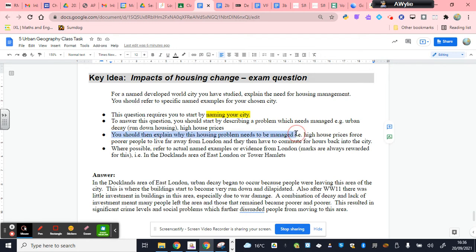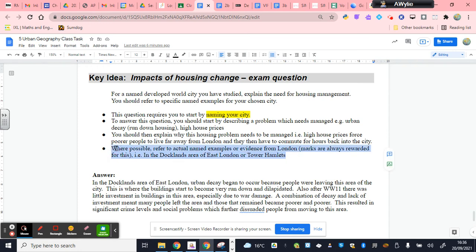Okay, I've given you another sort of suggestion here. If you want to read the house prices thing, if you haven't done that already, then you can see high house prices force poorer people to live far away from London, and they then have to commute for hours back into the city. So that's one of the impacts that high house prices has, and why it needs to be managed, why we have to try to control high house prices.